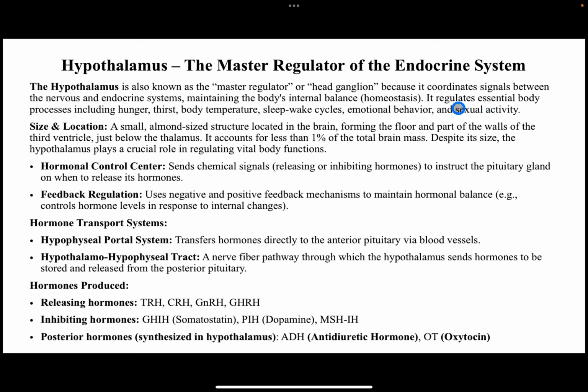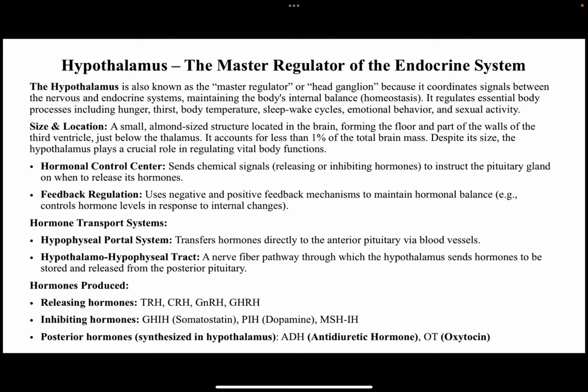The hypothalamus also helps in maintaining the body's internal balance, that is homeostasis. It regulates essential body processes, including hunger, thirst, body temperature, sleep-wake cycles, emotional behavior, and sexual activity. So you realize that the hypothalamus is like the chief regulator of the endocrine system. It controls everything.